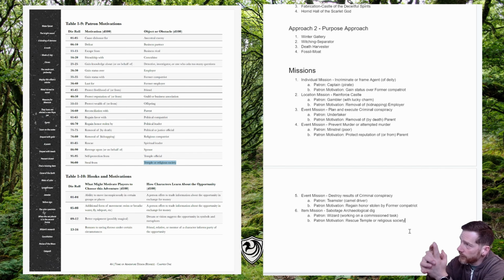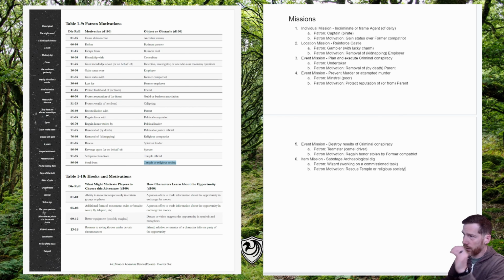if this wizard is asking us to sabotage the fossil moat that surrounds the horrid hall of the Scarlet God, maybe they are trying to avoid the resurgence of the Scarlet God or the cult of the Scarlet God, or maybe this is a necromancer or a blood mage, and by sabotaging the fossil dig, he's ensuring that key elements that give this temple some of its power aren't being removed from the site or otherwise being disturbed.